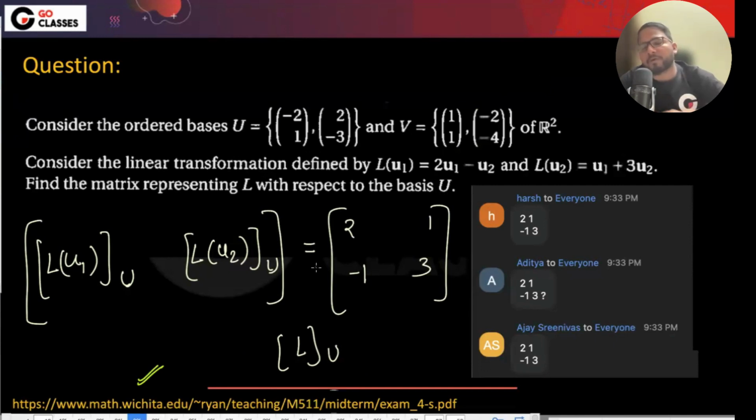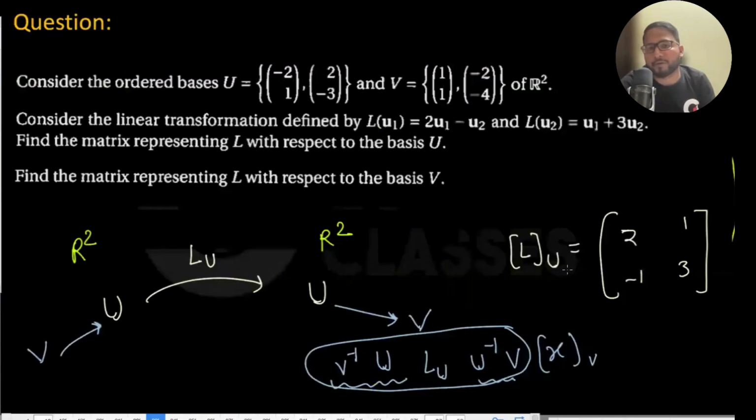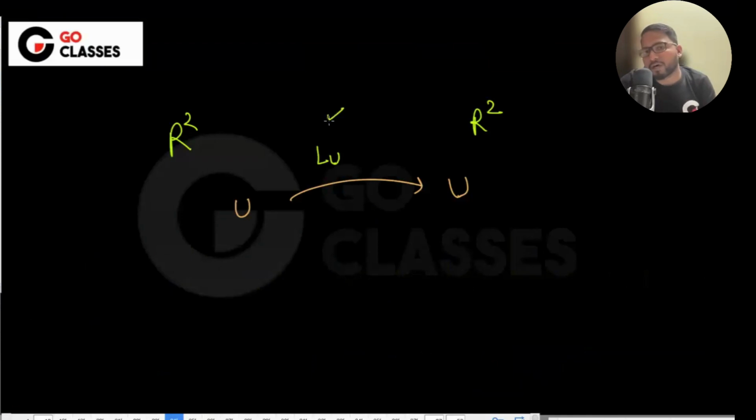Which means the transforming with respect to basis U. We know LU, they have given. You people also answered LU. If input and output basis both are same, then LU is nothing but a representation of this L U1 with respect to U itself. So this is 2 minus 1 and 1 3, right? This is what you people have also given me. So this is something that we have calculated in part A.